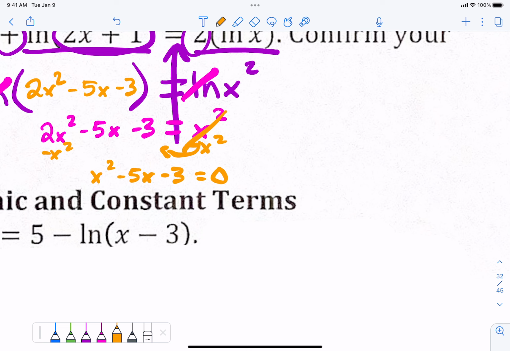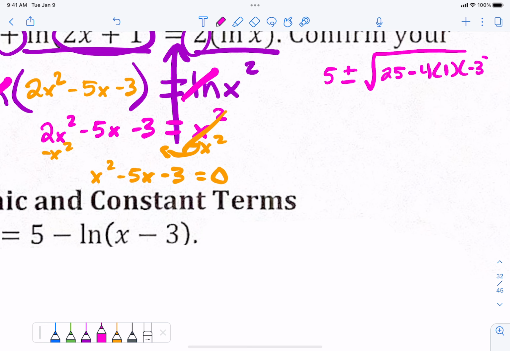What does that mean? Quadratic formula. Negative b is positive 5 plus or minus the square root of, what's b squared? 25 minus 4 times a times c, all over 2 times a.